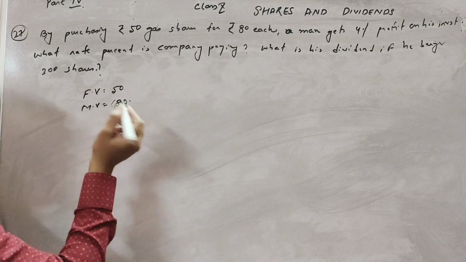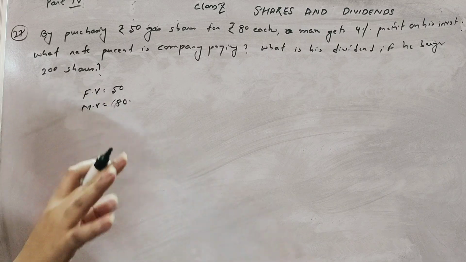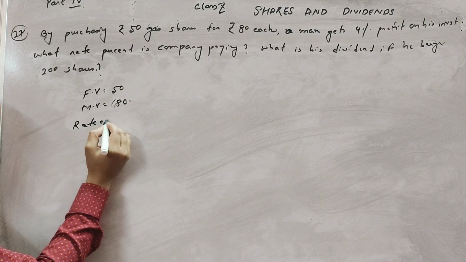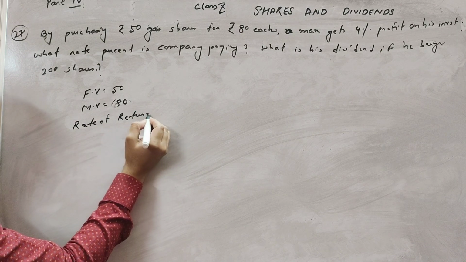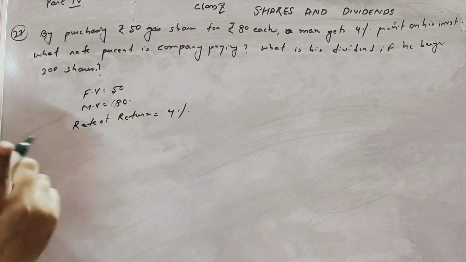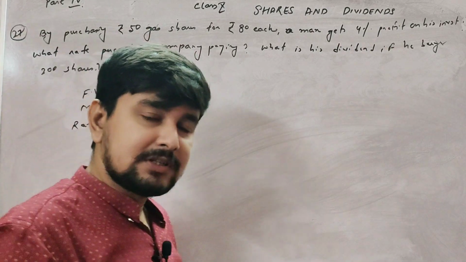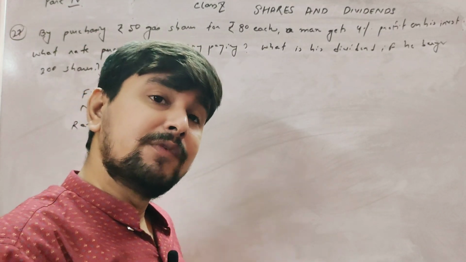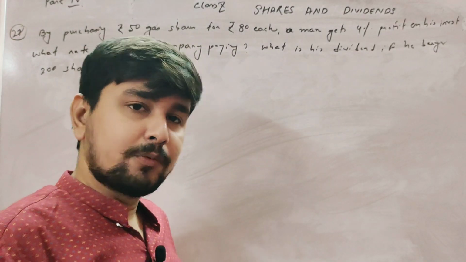A man gets 4% profit. This is not the rate of dividend, this is the rate of return. So the rate of return is 4%. We are taking the number of shares as 1, because if you invest in one share in any company, you get a rate of return of 5% or 4%. If you invest in 1000 shares, you again get the 4% or 5% return.